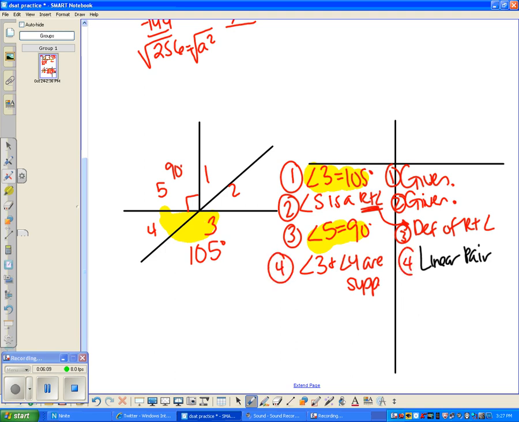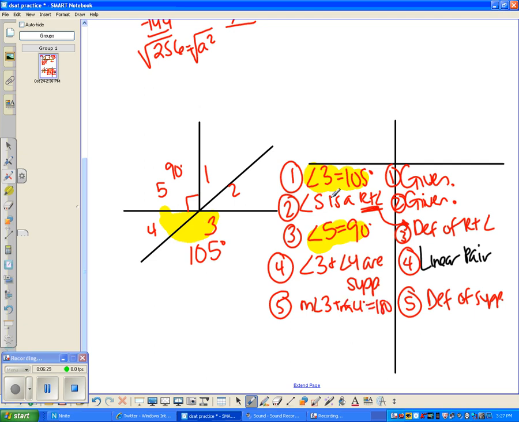Okay, so that's my 4th step. I'm using the linear pair theorem to say that those angles are supplementary. And if somebody asked you what the definition of supplementary is, you would say that's two angles that add up to be 180 degrees. That says measure of angle 3 plus measure of angle 4 equals 180 degrees.